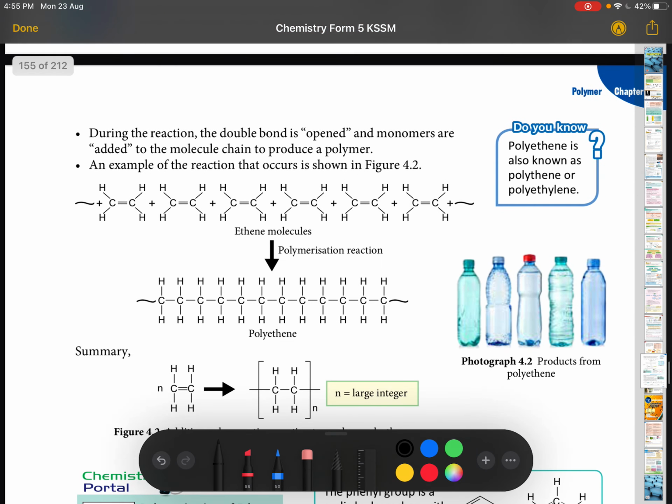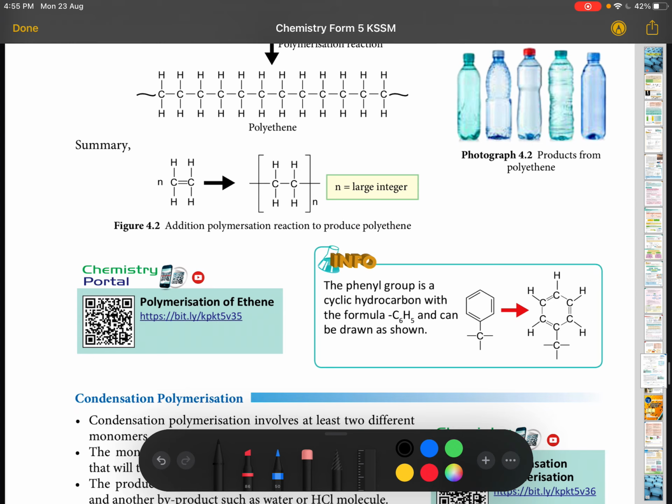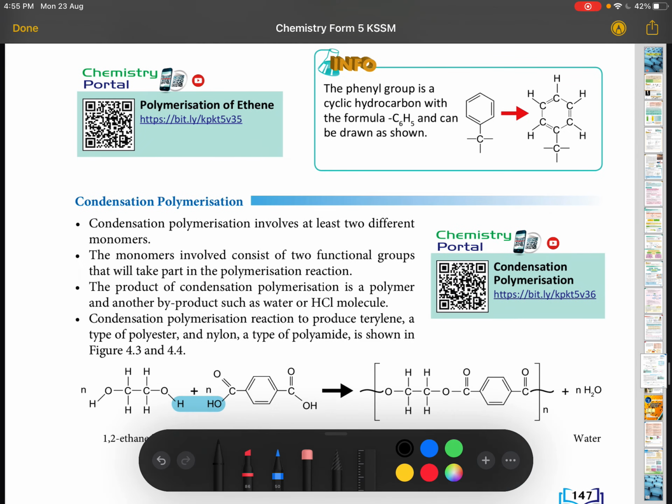As I said earlier, when you react these multiple monomers together, you actually break their bond, and now they have two slots here. Then you can connect to each other. But then you must put the n here and the n here. This is important. You have to put the n because it shows that it can go as long as it wants to be. Okay, next.